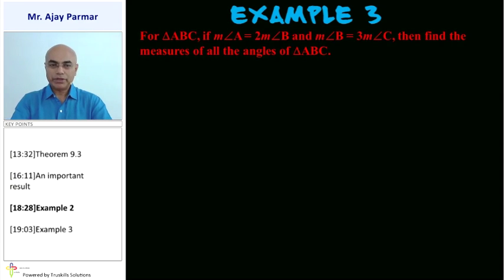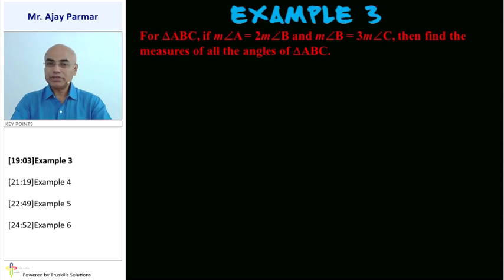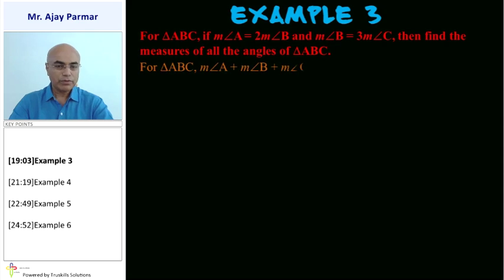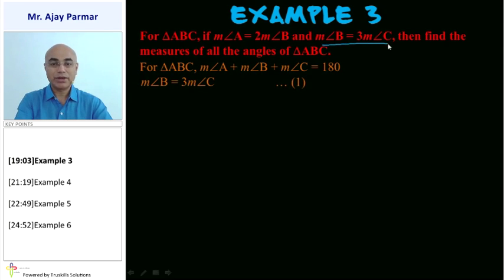In example number 3, for triangle ABC, measure angle A is twice of measure angle B, whereas measure angle B is thrice of measure angle C. And we are expected to find out the measure of all the angles of the given triangle. So for triangle ABC, sum of all the angles, as we know, is 180. So measure angle A plus measure angle B plus measure angle C is 180. But we know that B is thrice of C. That is already given to us, that measure angle B is nothing but 3 times measure angle C.